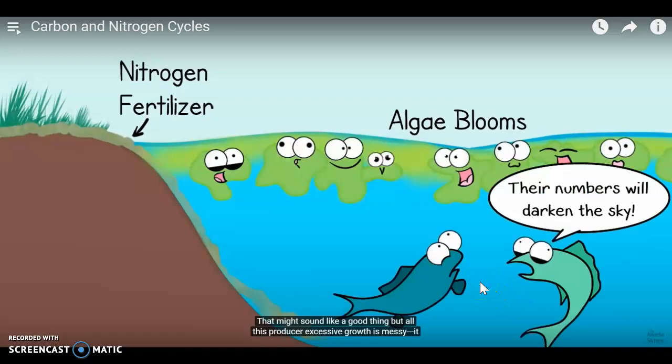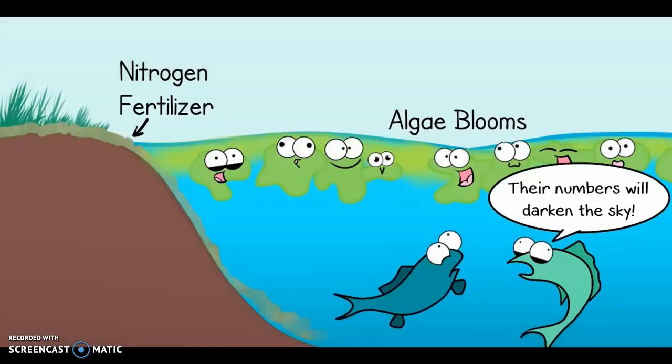And that might sound like a good thing, but all this producer excessive growth, it's messy. It can block light to the water, and then when they die and decompose, all that decomposing uses up a lot of dissolved oxygen in the water, which can be harmful to aquatic life who needs the oxygen.